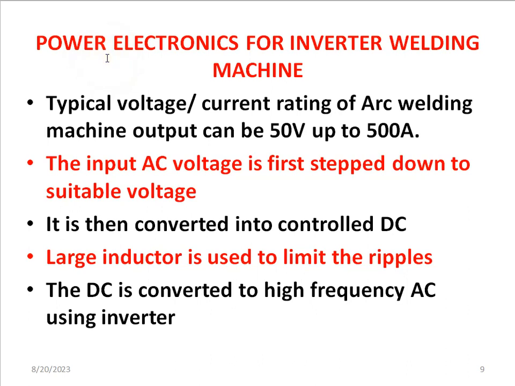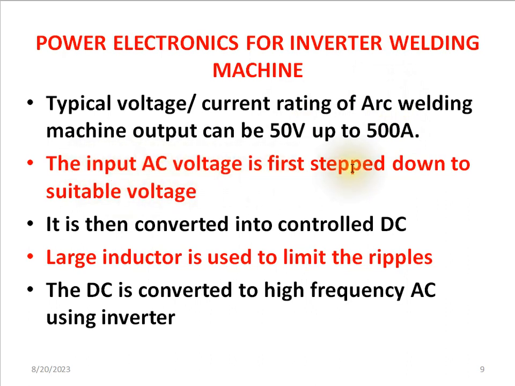Then we look at the application of power electronics for the inverter welding machine. The welding machines are typically arc welding machines. It uses a very low voltage at the output, around 50 volts. That is, we take around 240 from the mains and step it down to around 50 volts, but the current is raised, sometimes up to 500 amperes, because the higher the current, the higher the heat generated, and it will have that melting capacity for the arc welding to work suitably.